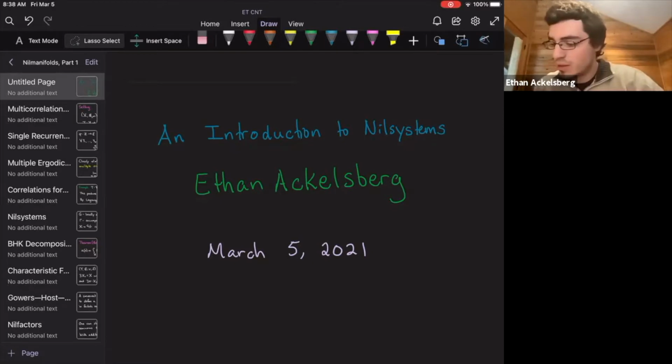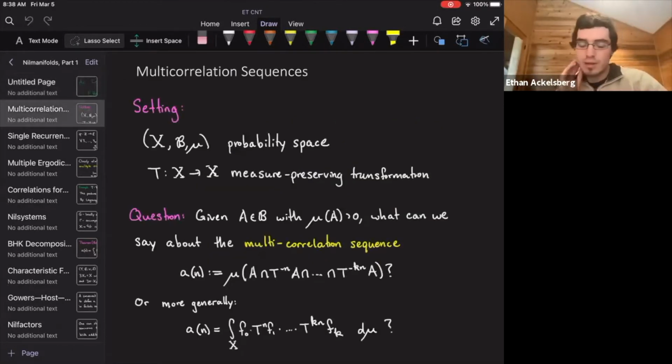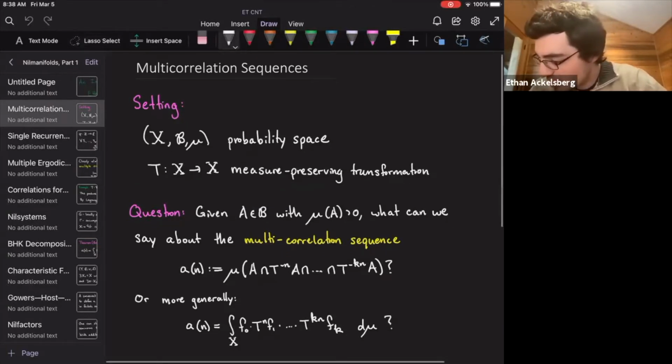Okay, so let me start by introducing multicorrelation sequences. So our setting for all of this today, we have some probability space and a measure preserving transformation. And maybe I should add a word here just so I don't have to worry about it. Let me make it invertible.